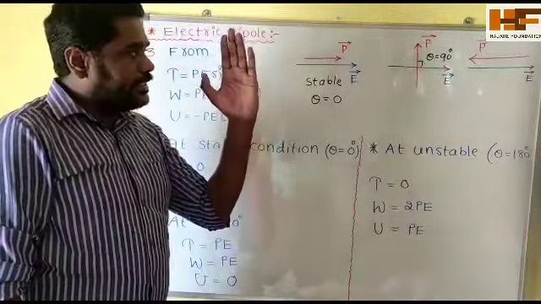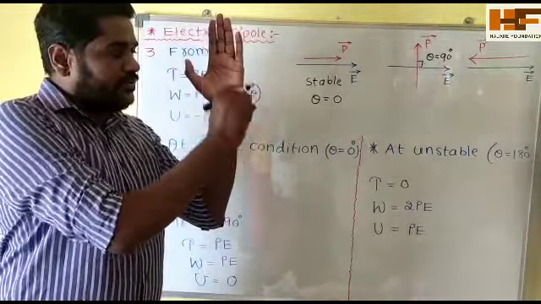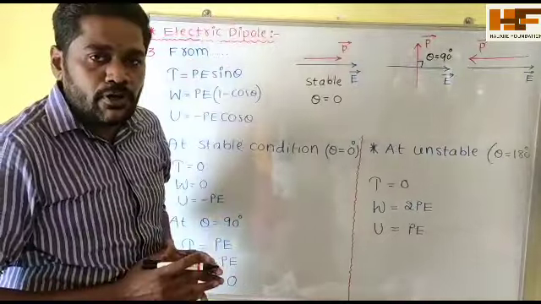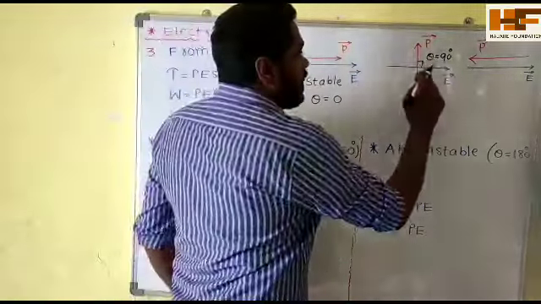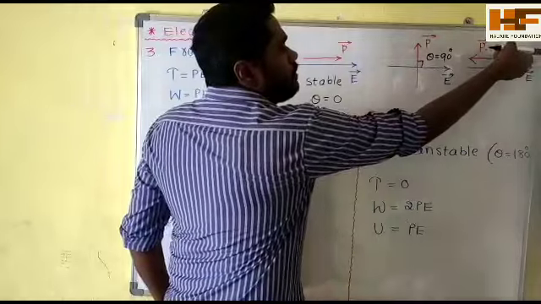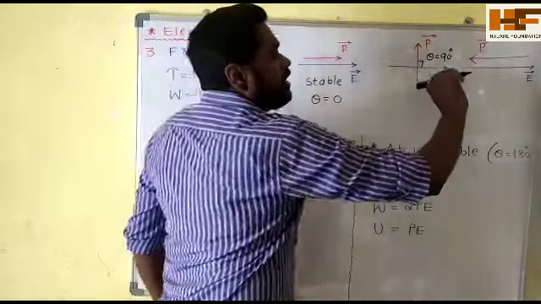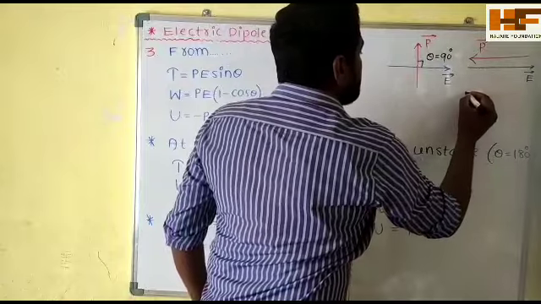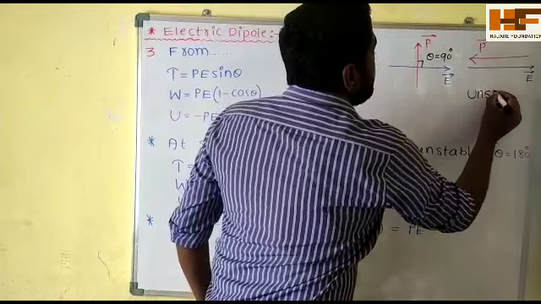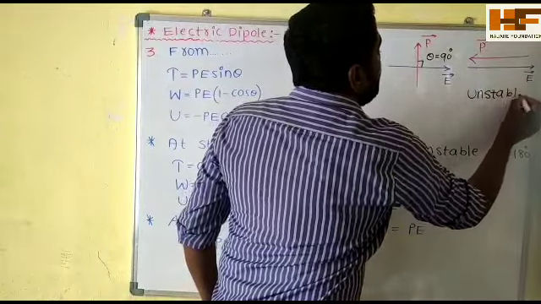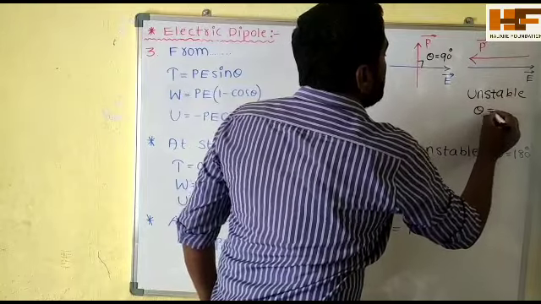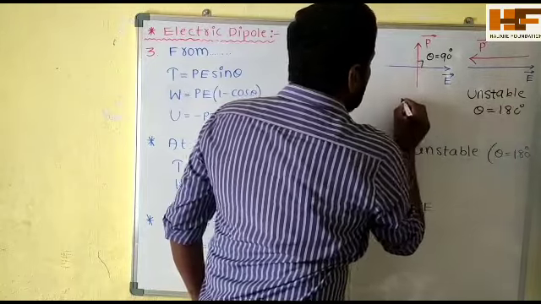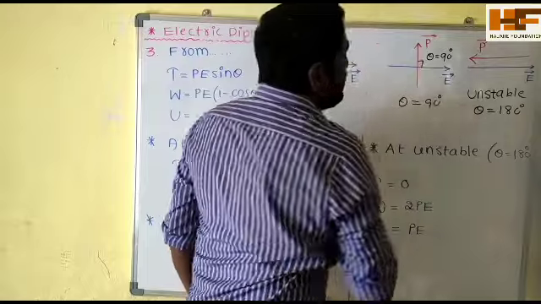That is 90 degrees. This is the direction of the electric field, and this is the direction of the dipole moment. Next, you see the arrow mark. This arrow is towards the left and the electric field arrow is towards the right. Therefore both are in the opposite direction. This is called the unstable state of the dipole. Therefore theta is equal to 180. For this, theta is equal to 90 degrees.